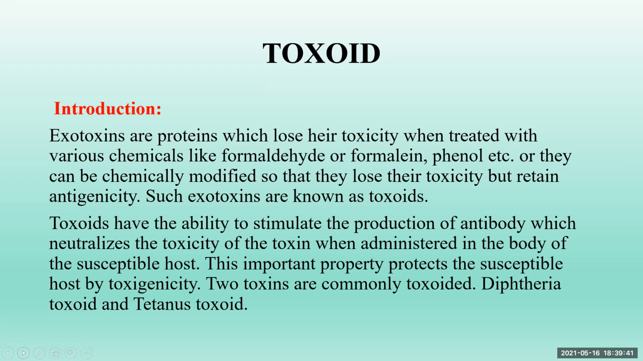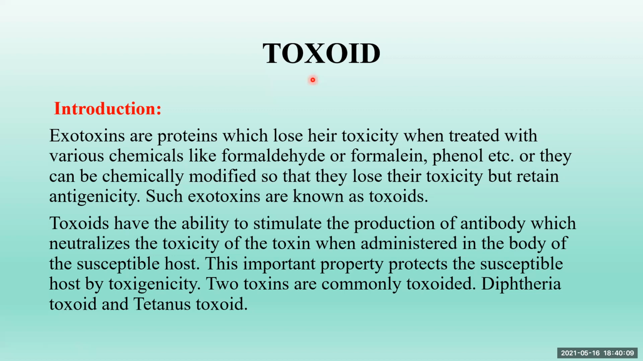Exotoxins are proteins which lose their toxicity when they are treated with various chemicals like formaldehyde or formalin or phenol, etc. So when we want to produce a toxoid, why do we need a toxoid? For prevention of the disease. How the toxoid is prepared, that we are going to discuss here.